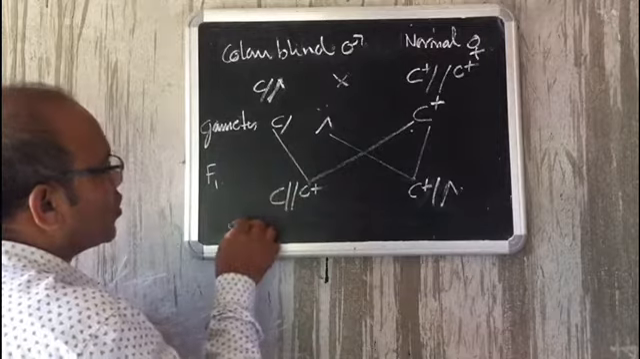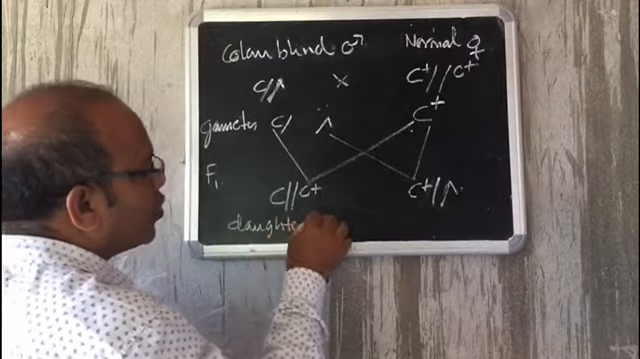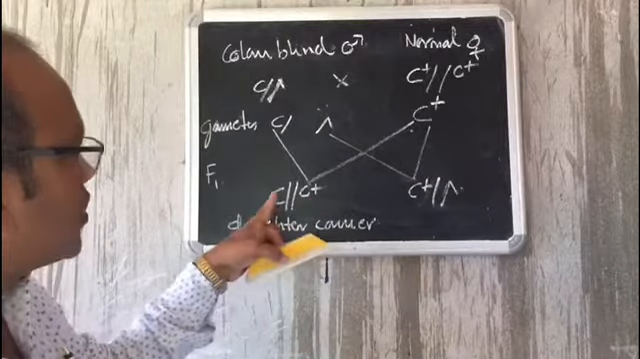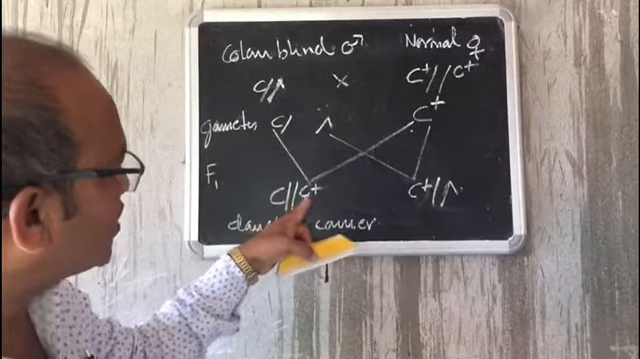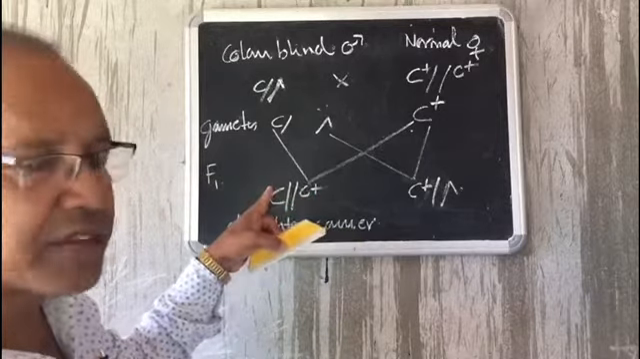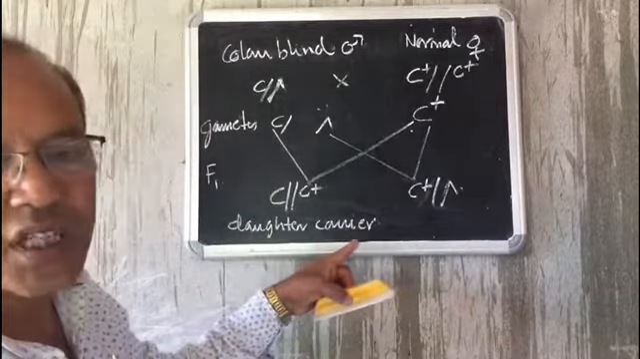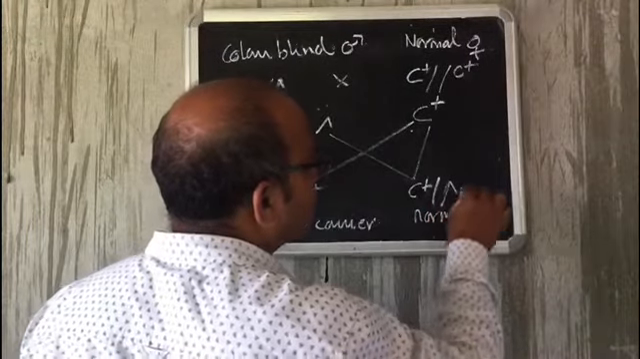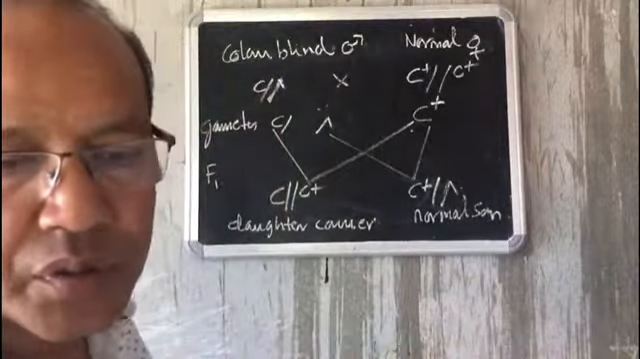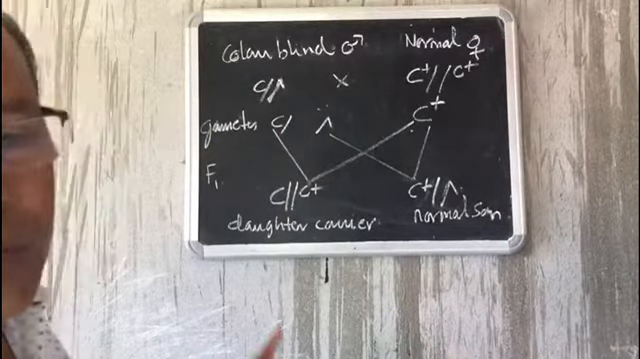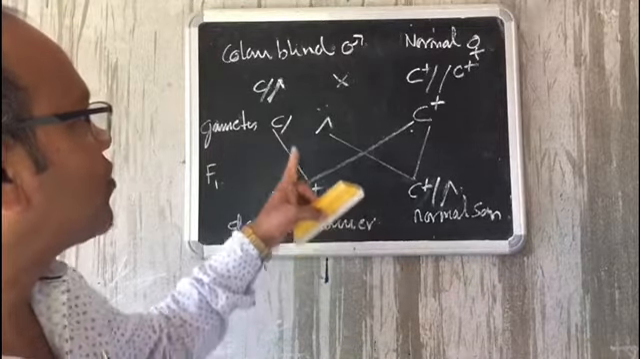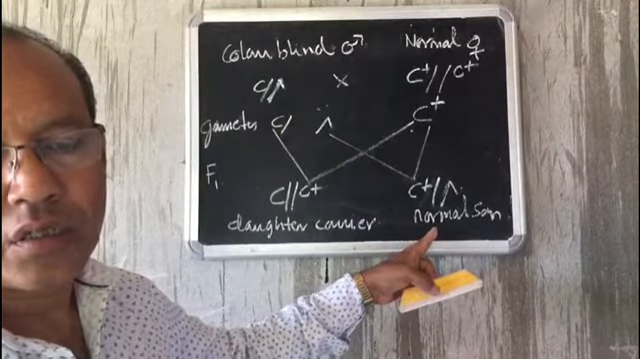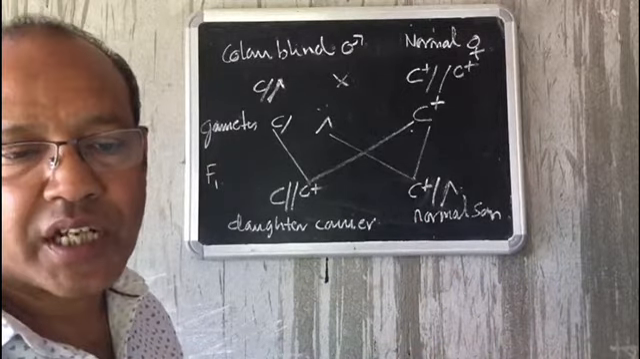So this becomes the daughter who is a carrier. She is not colorblind. Why? Because color blindness is a recessive trait. Since she has a normal gene here, it suppresses the effect of the recessive trait. That is why we have a daughter who is a carrier. In the case of the male, a normal son is produced. This is the F1 generation. So the color blindness from the father is transmitted to the daughter, not to the son. We are coming close to understanding crisscross inheritance here.